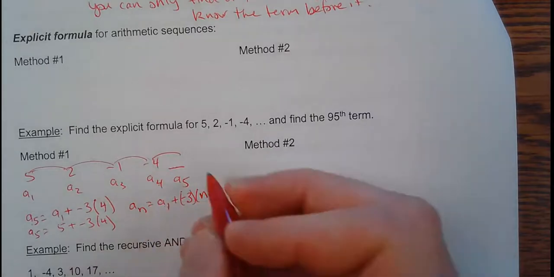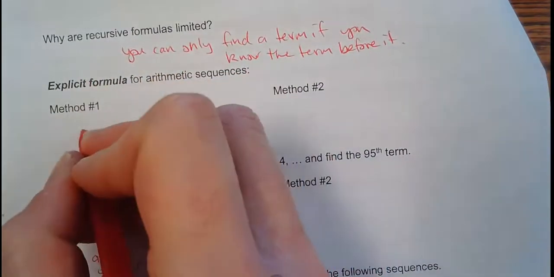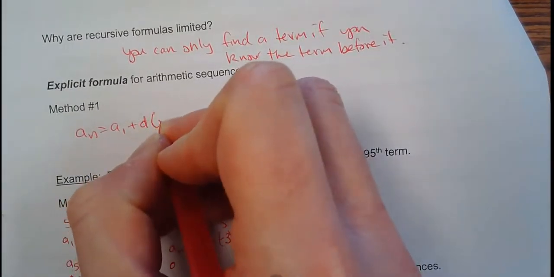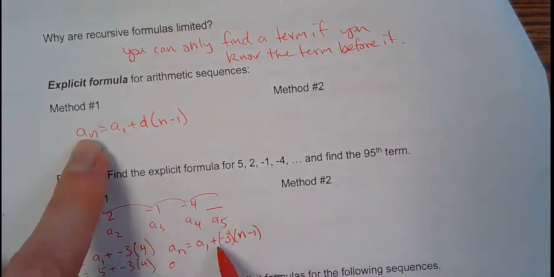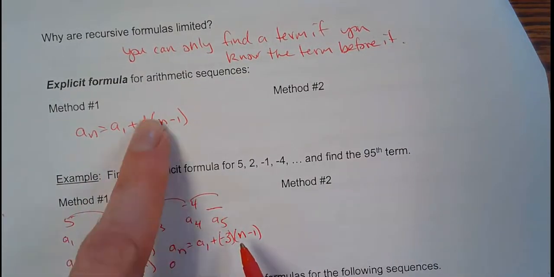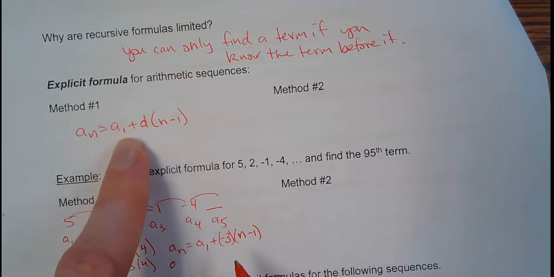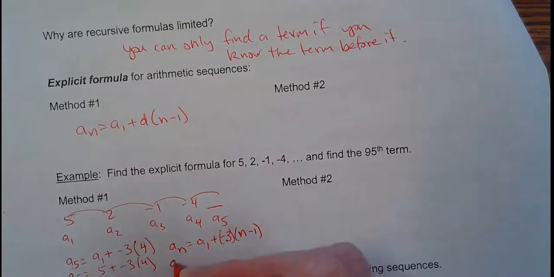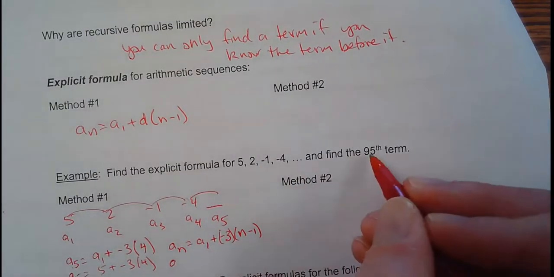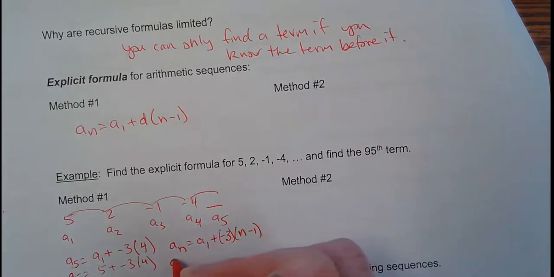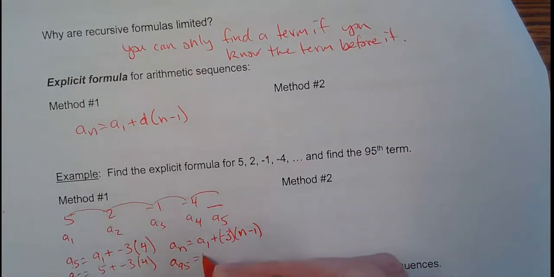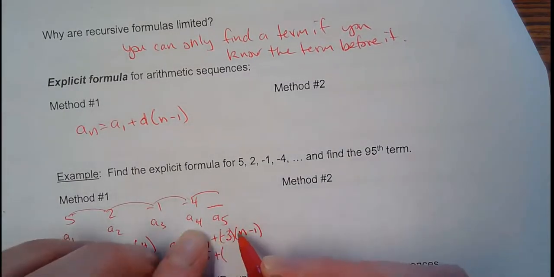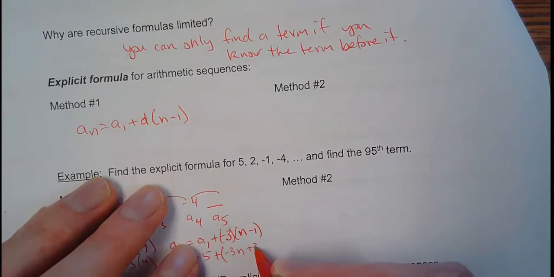So if I want to find this one, I'll write it up here. I'll say that's a sub n equals a sub 1 plus, in this case, the common difference times n minus 1. Because this is just generic. -3 is specific to this problem. They're not all the same. So this would be the generic formula for finding any explicit formula. So on this one, if I want to find the 95th term, I say a sub 95 is going to equal the first term plus, and I really need to do -3. I need to distribute this out, so -3n plus 3.